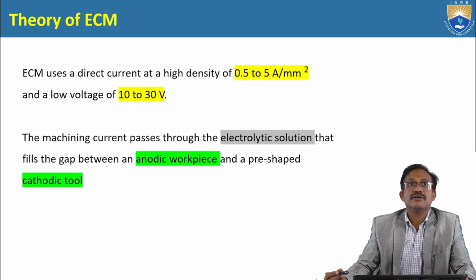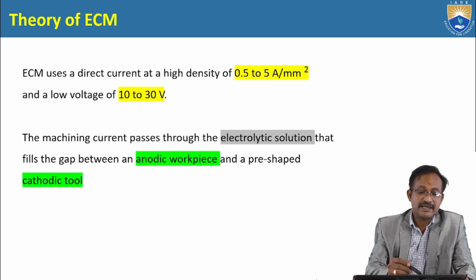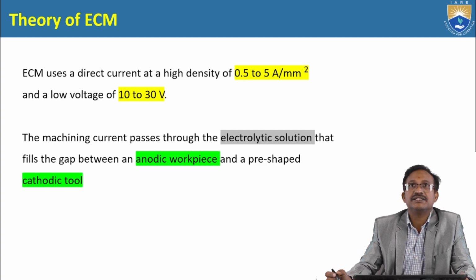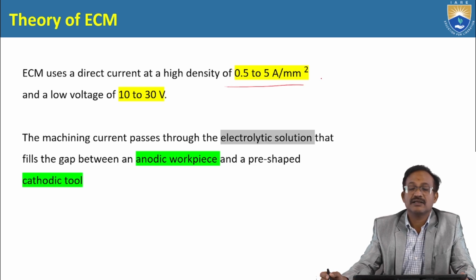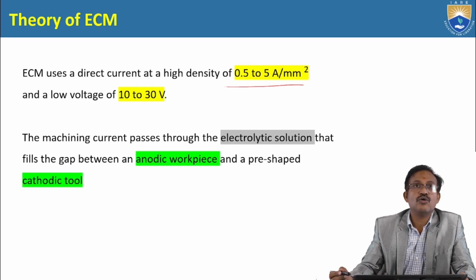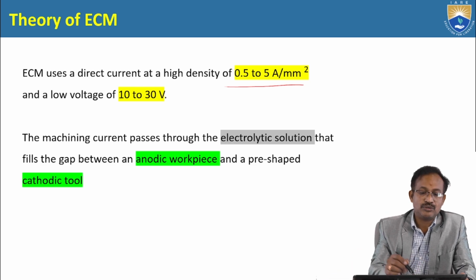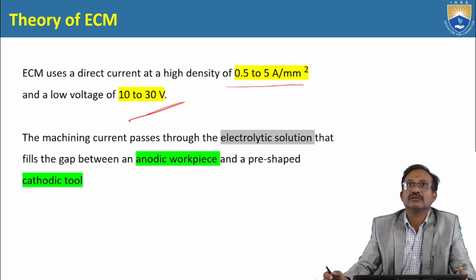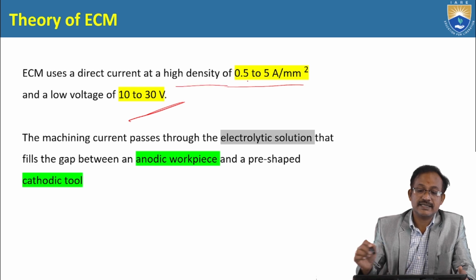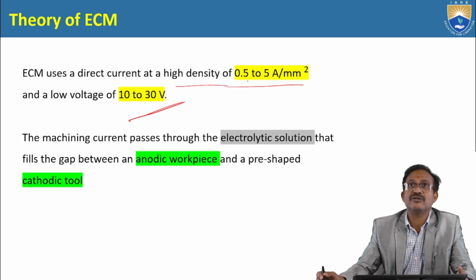Next, theory of ECM, electrochemical machining. Electrochemical machining uses a direct current at a density of 0.5 to 5 amperes per square millimeter and a low voltage of 10 to 30 volts. So here the voltage is 10 to 30 volts only, and a high current density of 0.5 to 5 amperes per square millimeter.